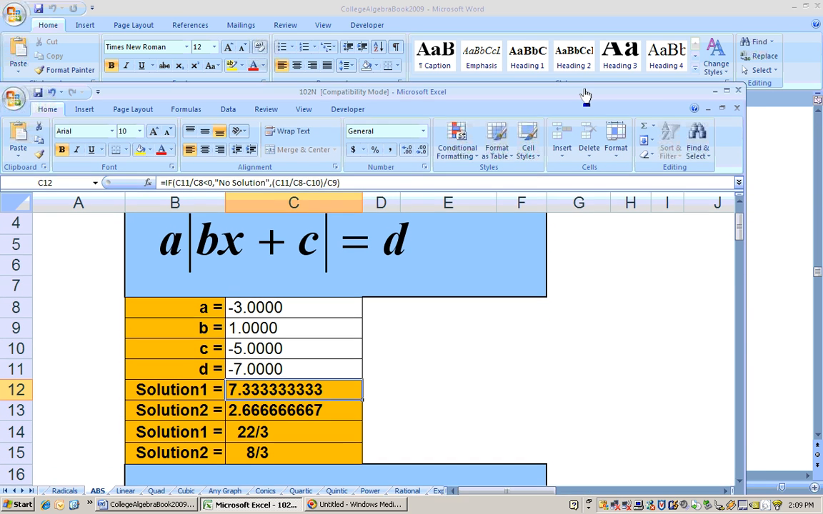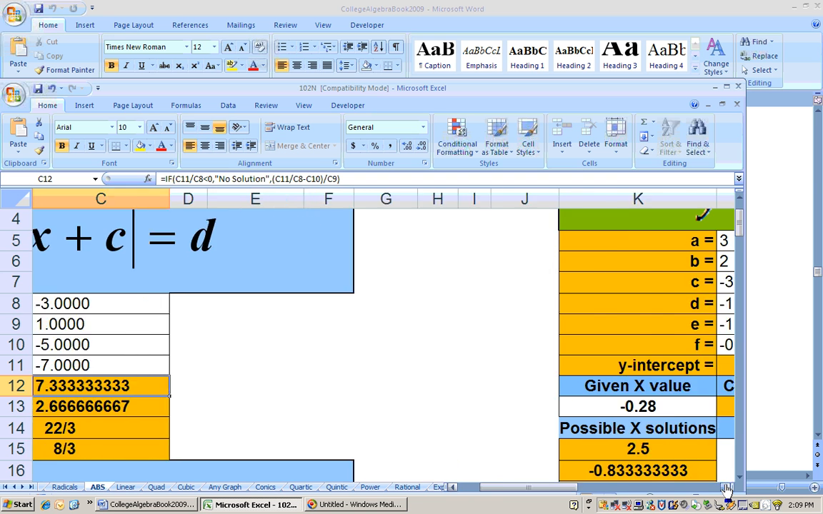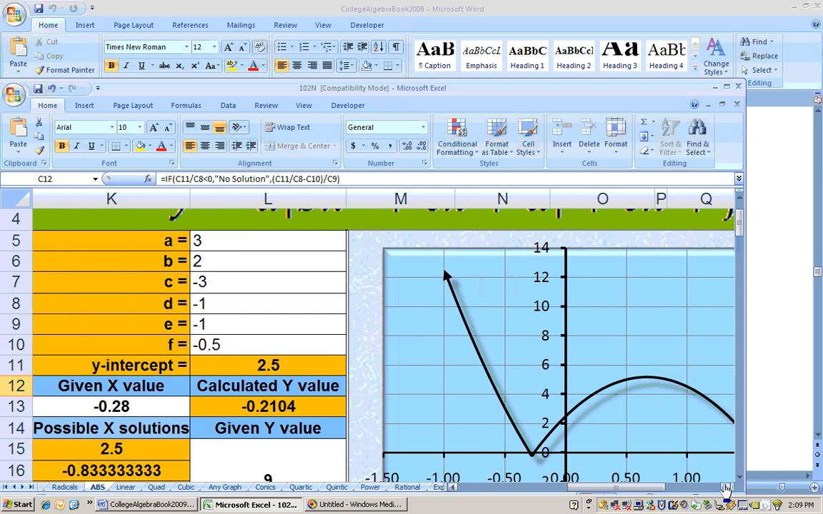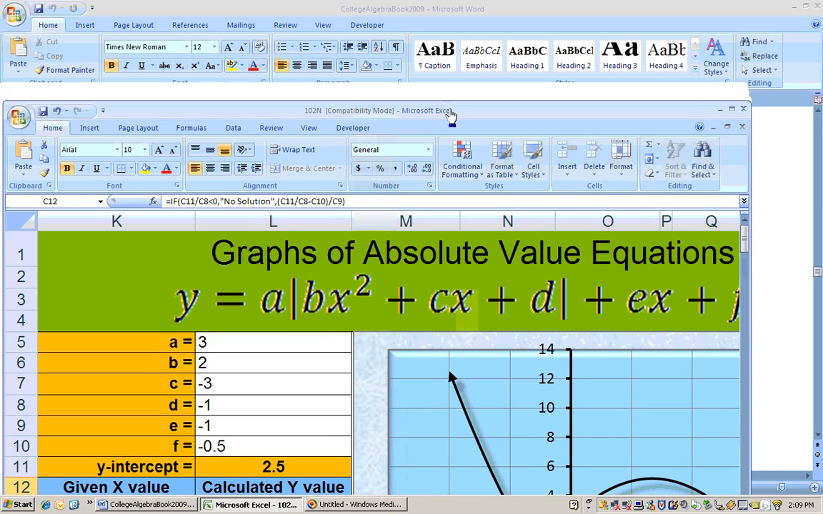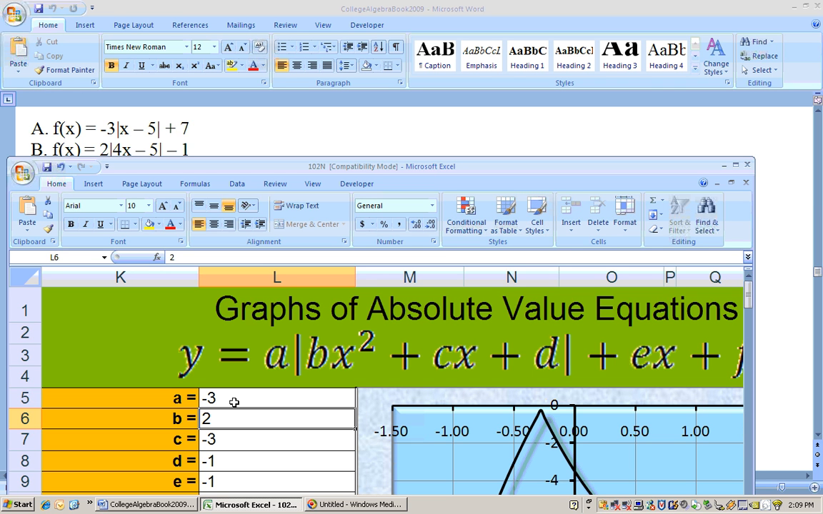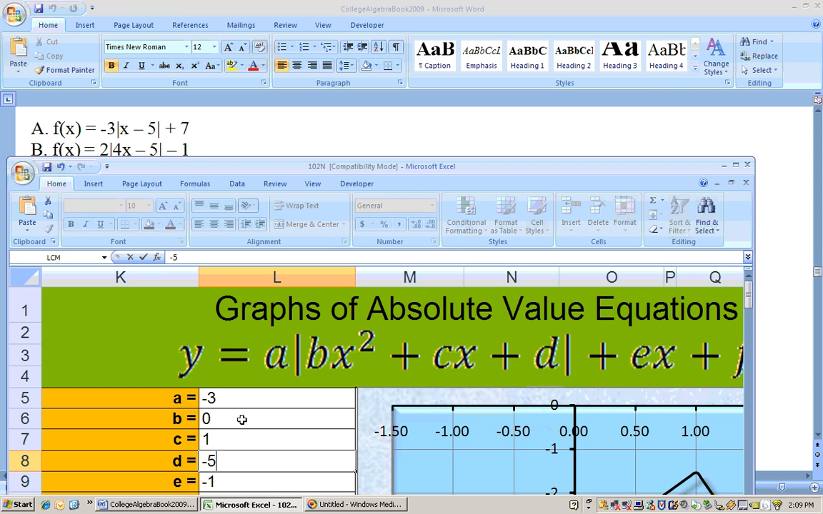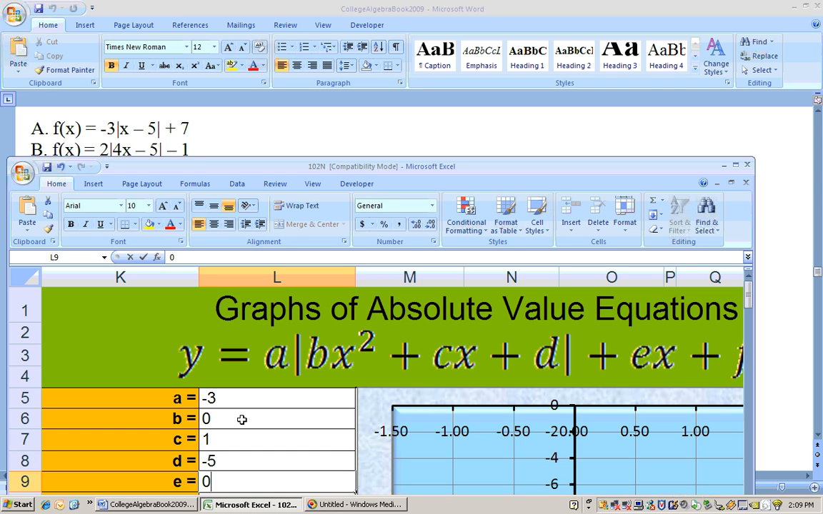Now you could also do this problem over in the graphing area of the absolute value sheet. I'm on the absolute value sheet. And if I go over here to where I can graph these, let me just move it back over here a little bit. And let's see that equation one more time. The A would be negative 3. Here we don't have to move anything to the other side. There is no quadratic term underneath the absolute value sign, so the B would be 0. The C would be 1 because there's one x right there, and the minus 5 is the D. The E would be 0, and the F, the constant at the end, is 7.